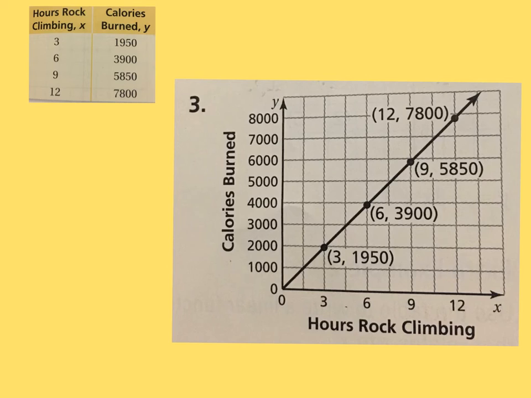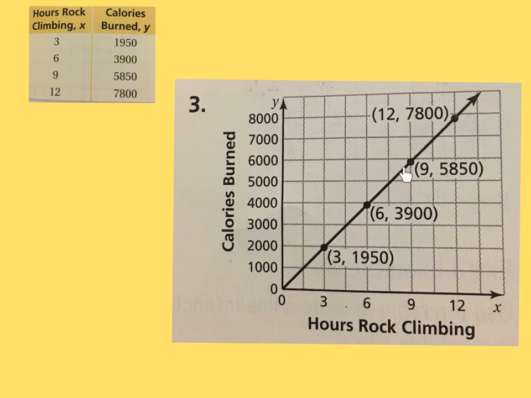Alright, so here's the graph that you should have. You'll notice that all the points on this graph are the ordered pairs in the table. 3 is the x, okay? And you have 1,950 calories burned, so that goes here, almost to 2,000. You had 6 hours and 3,900 calories burned. 9 hours of rock climbing, 5,850 calories burned. And 12 hours of rock climbing, 7,800 calories burned.